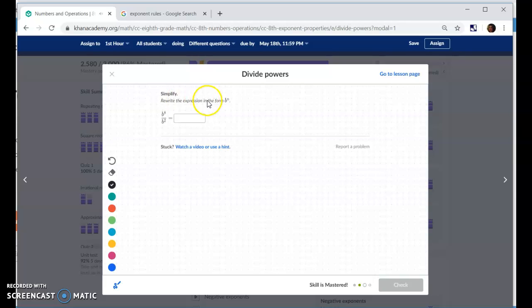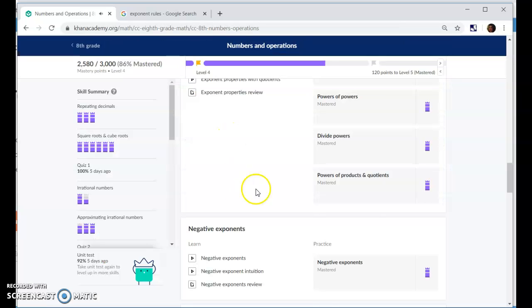Rewrite the expression in the form b to the nth power. And I'm going to do the same thing I did before here. 8 minus 2. So what's 8 minus 2? B would be 6, right, because 6 plus 2 gives us 8. Alright, let's check it out. Okay, I'm going to actually exit out of this.